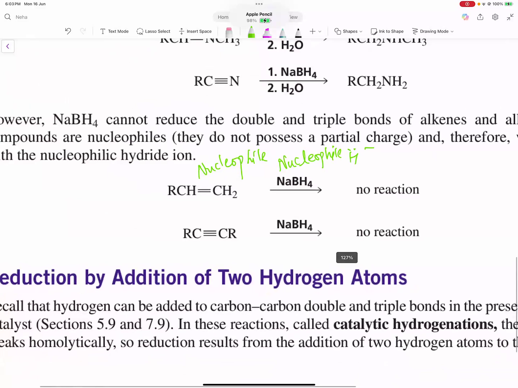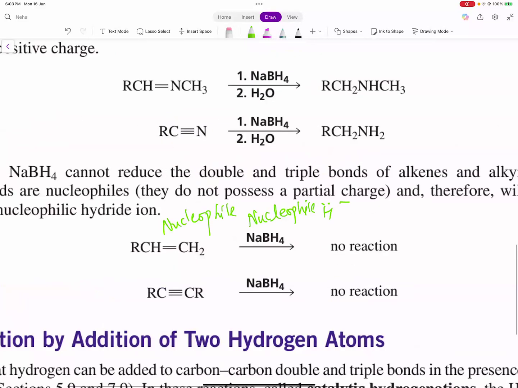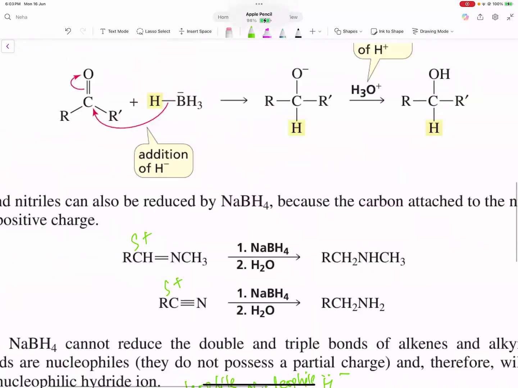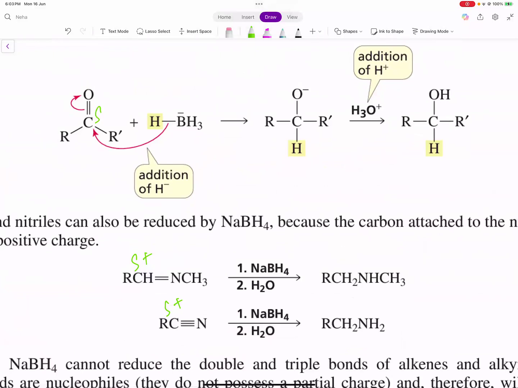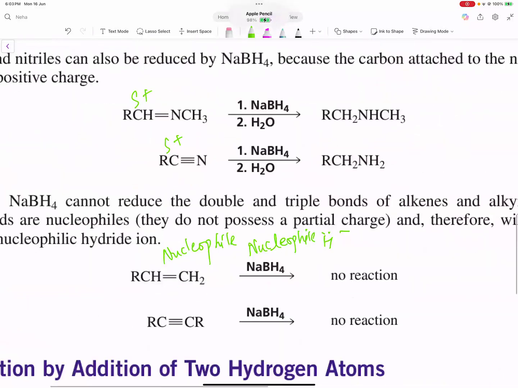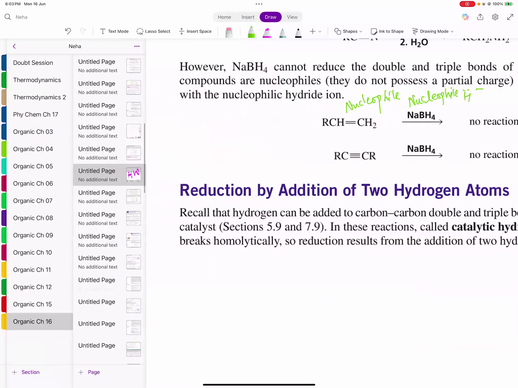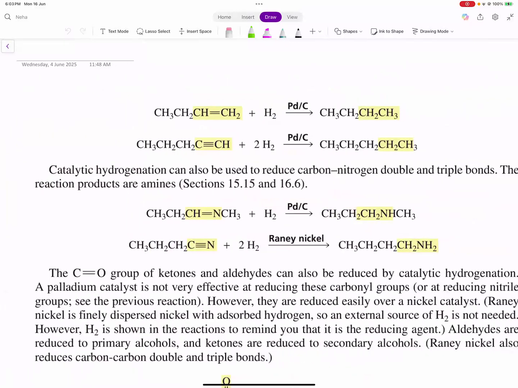So sodium borohydride and these reagents can only reduce those things where the carbon is carrying a delta positive. Reduction by 2 hydrogen atoms. Okay, let's see what they are saying here. Yeah, this we know.